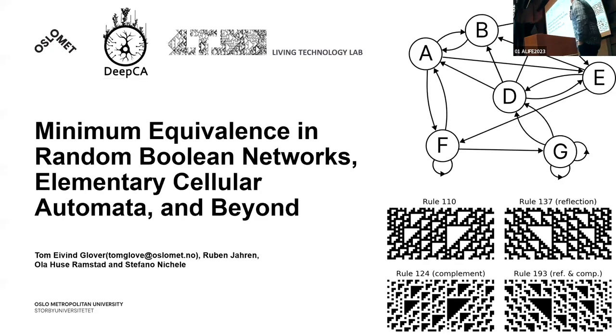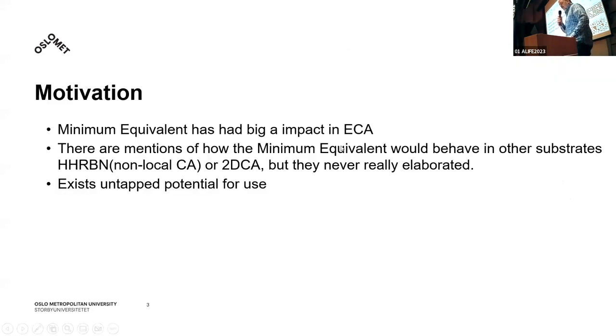Yep, I'm Tom. I'm talking about minimum equivalence in random Boolean networks, elementary cellular automata, and beyond, and also between, but the title was already long enough. So why do I care, and why should you care, perhaps?